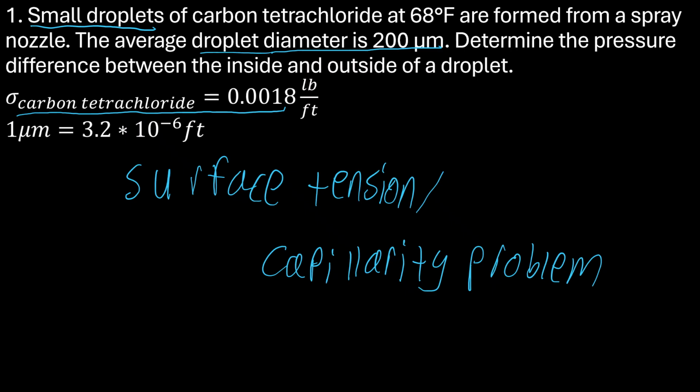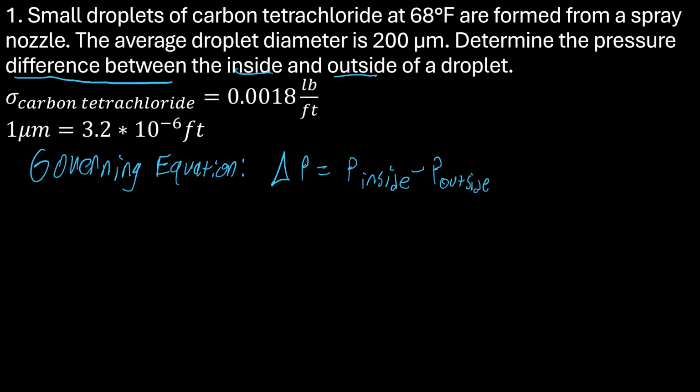And since it asks for the pressure difference between the inside and the outside of the droplet, I can tell that it's a surface tension problem. So since it's asking for the difference between the inside and outside, it's asking for a difference of pressure. That's delta P, and that's the difference between P inside and P outside. The textbook version of this equation looks like this. Delta P equals sigma times open parenthesis 1 over radius 1 plus 1 over radius 2 close parenthesis.